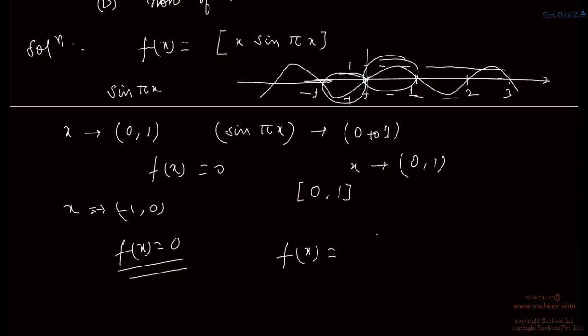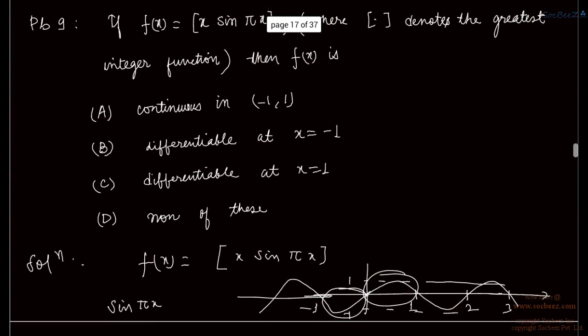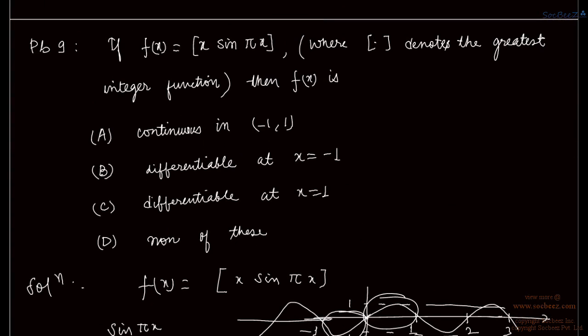So f(x) is 0 for x belonging to [-1, 1], right? Closed interval. Okay. So we have the function, it is clearly continuous in [-1, 1]. So option A is correct here. Now checking the differentiability at x equal to 1 and -1.